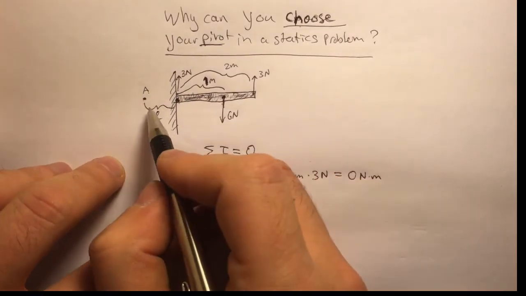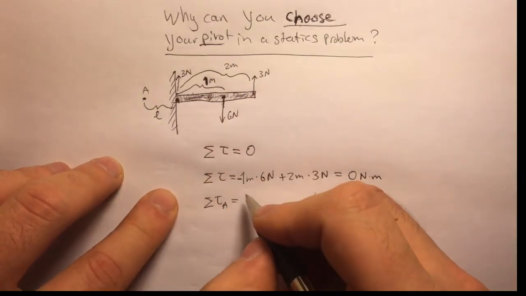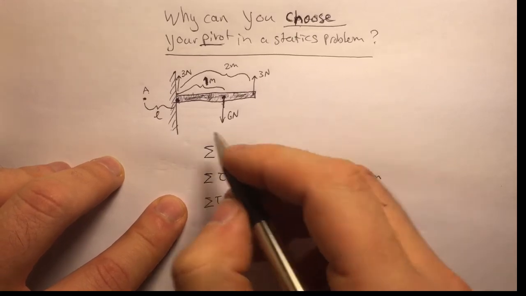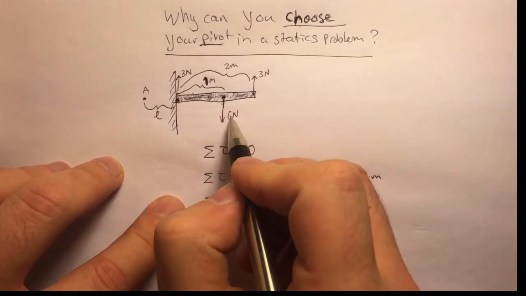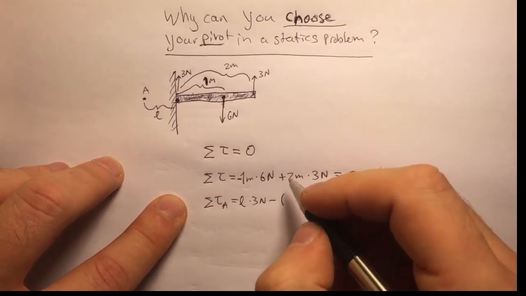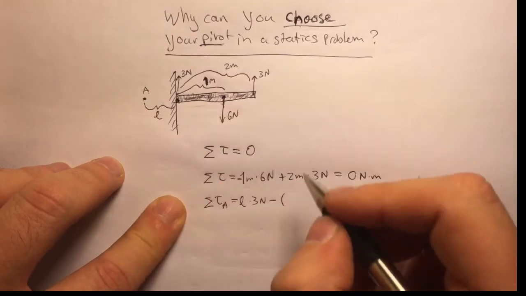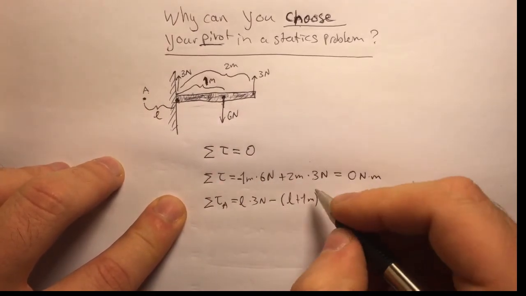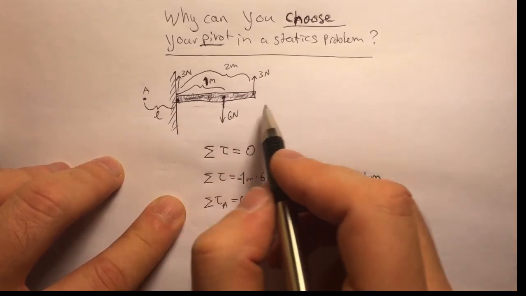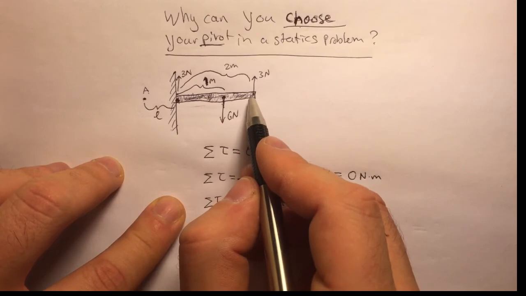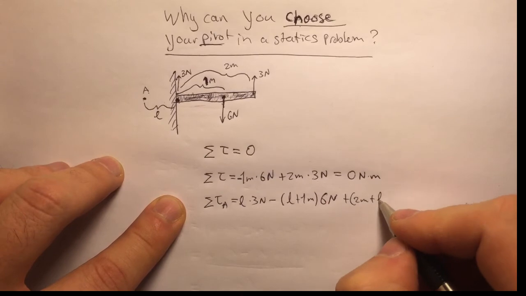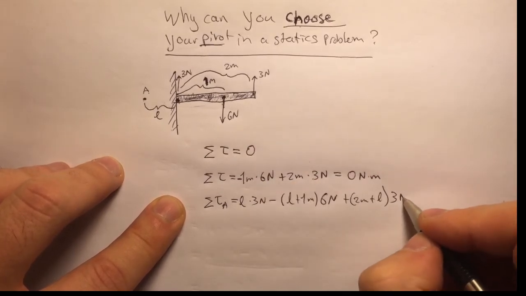So here, the lever arm for this 3 Newton force is going to be L, and then we have 3 newtons. And then now the lever arm for the 6 Newton force is going to be, well, we have negative just from the 6 newtons, but the lever arm is going to be L plus 1 meter, so that's L plus 1 meter times this negative 6 Newton force. And then the lever arm for the other 3 Newton force is going to be this 2 meters plus L. So that's plus 2 meters plus L times our 3 Newton force.